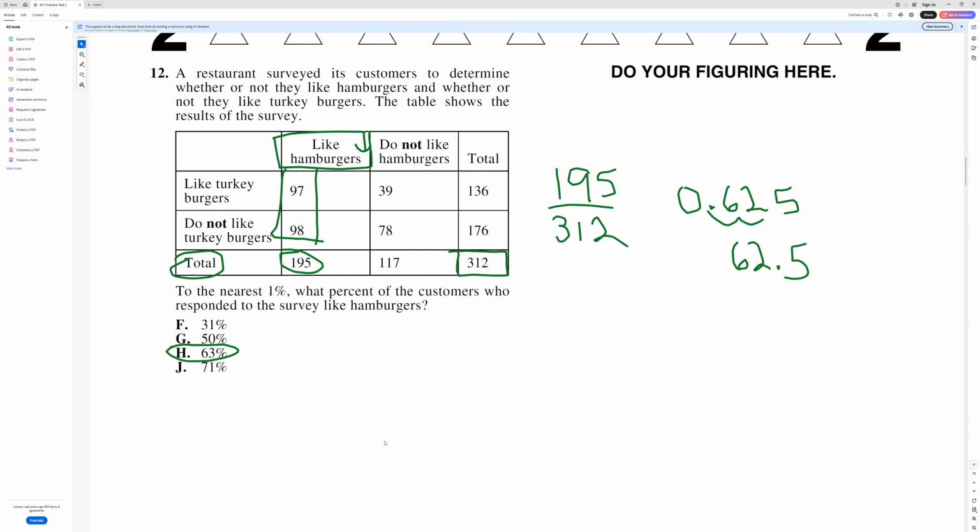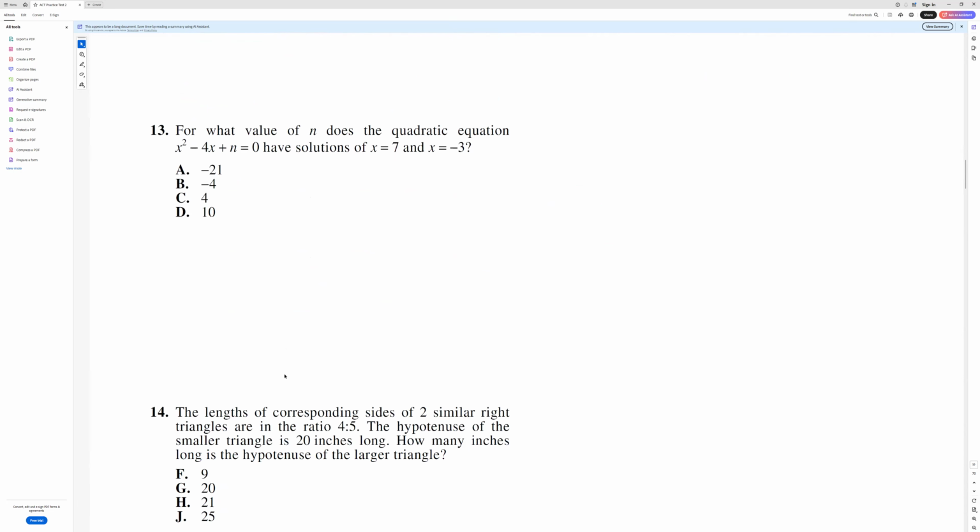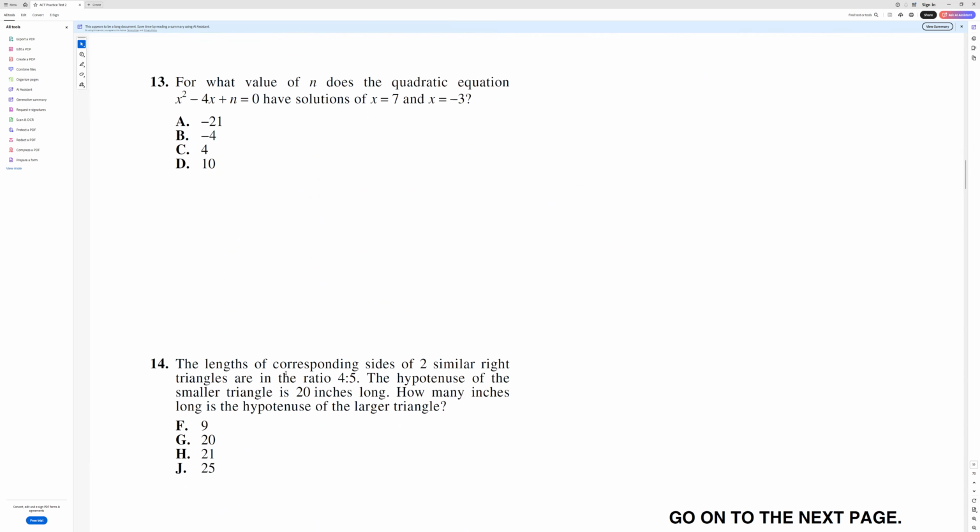Okay, next one. So this is 7 and 3. Remember, the quadratic solution is like a binomial that says if x is equal to 7, inside the parentheses we had x minus 7 and x plus 3, because inside the parentheses is the opposite of what x equals to, and that's going to be equal to 0. So now I need to FOIL this.